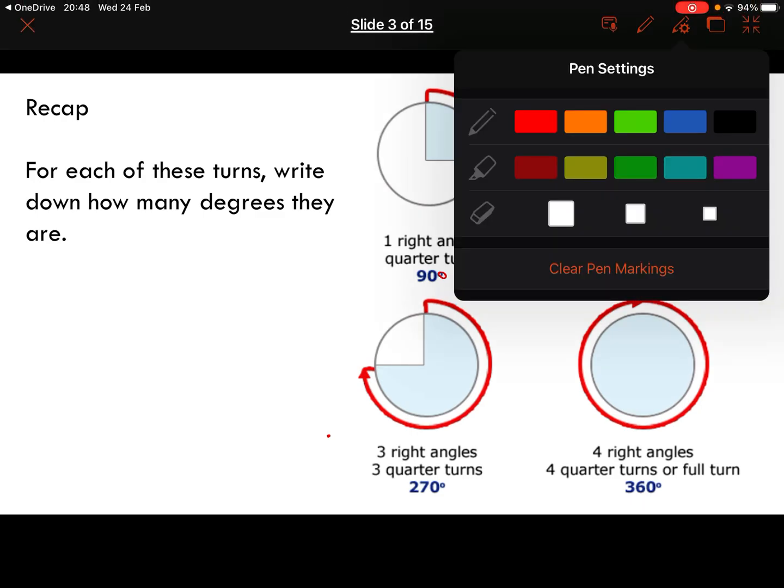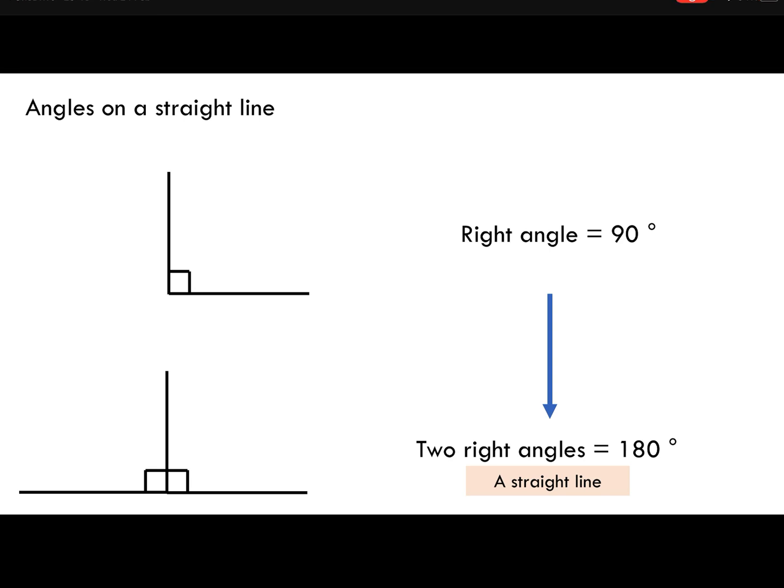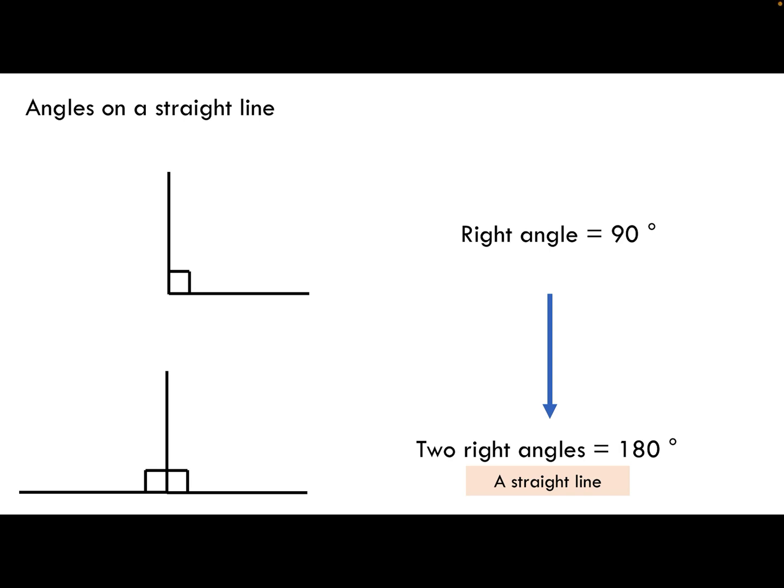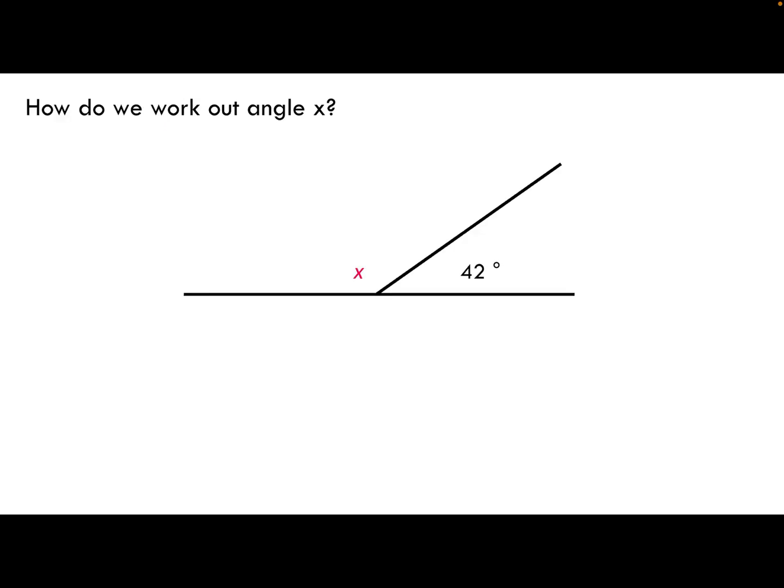Remember that little degrees symbol. So here's some more things we need to know and remember that's going to help us today. We've got to remember that a right angle indicated with our square bit is going to be 90 degrees. And we know that an angle on a straight line is going to be 180 degrees because it's 2 right angles. That's really important for today.